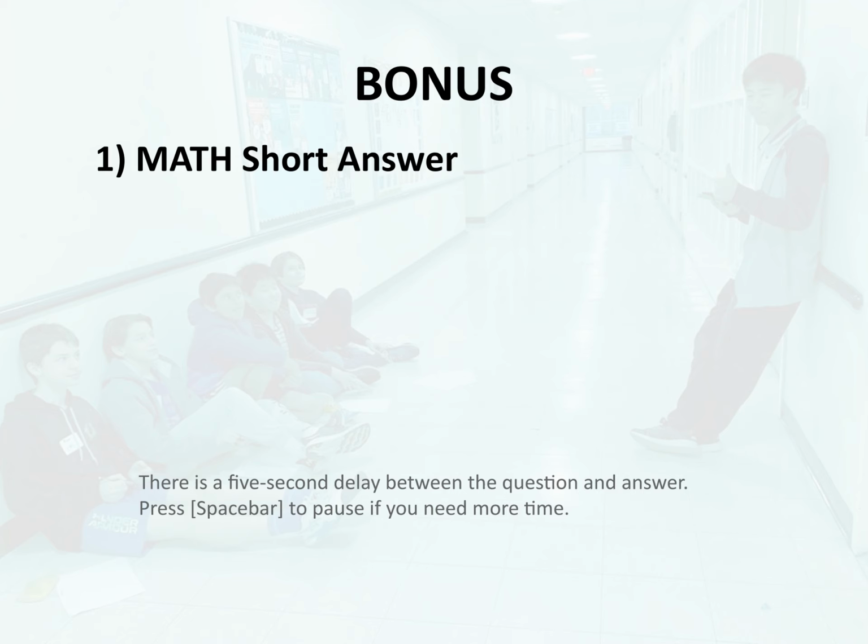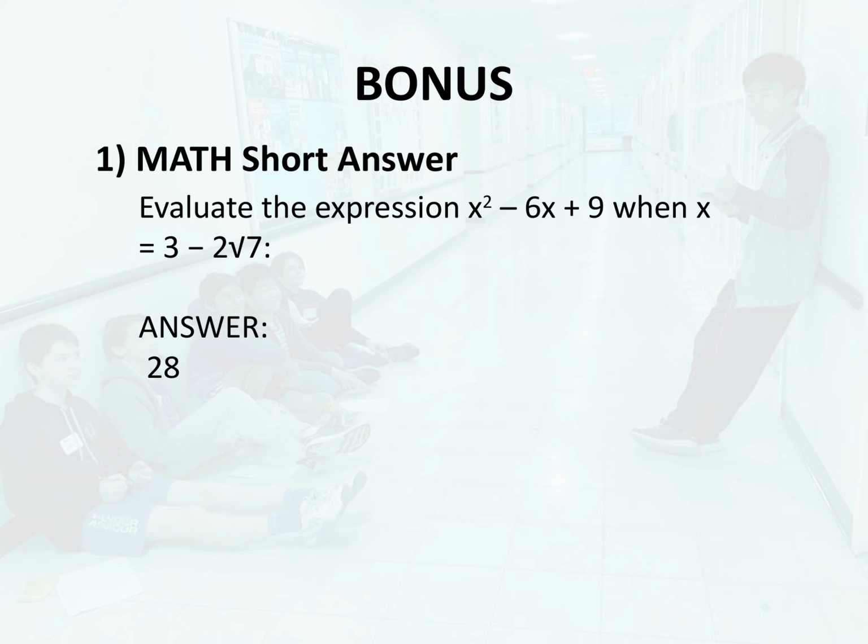Bonus 1. Math. Short answer. Evaluate the expression x squared minus 6x plus 9 when x equals 3 minus 2 times the square root of 7. Answer, 28.